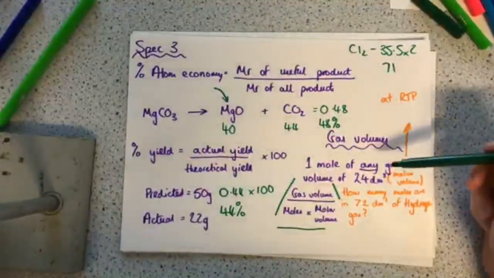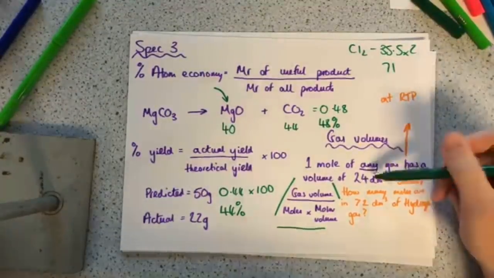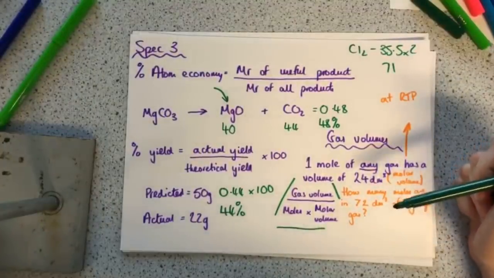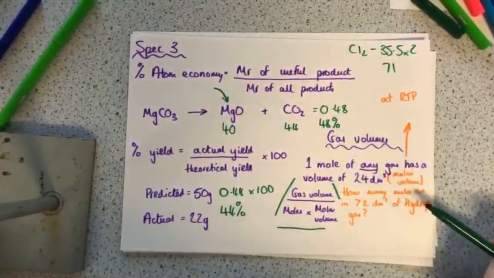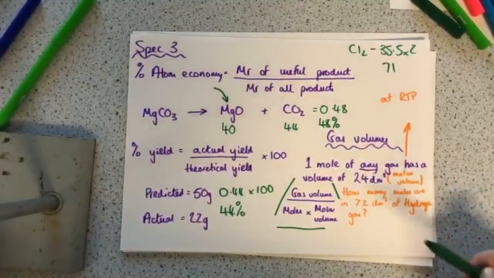Now, for gas volumes, 1 mole of any gas, and I've put at RTP, so room temperature and pressure, is 24 decimeters cubed. So you just need to remember the number 24 decimeters cubed for molar volume. Now, this question here says, how many moles in 72 decimeters cubed of hydrogen gas? So we're working out the moles.